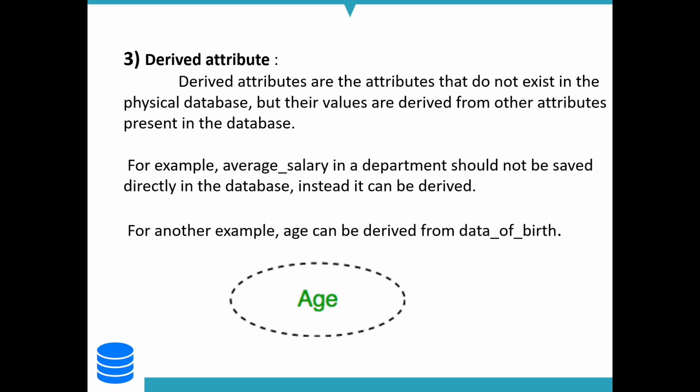Take another example. Average salary in the department should not be saved directly in the database. Instead, it can be derived. For another example, age can be derived from the date of birth.